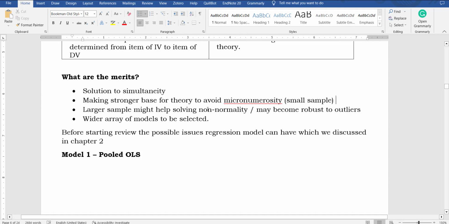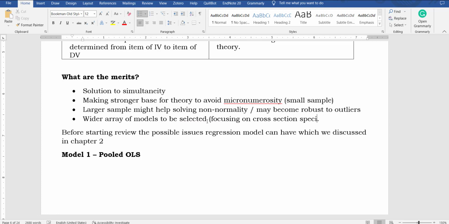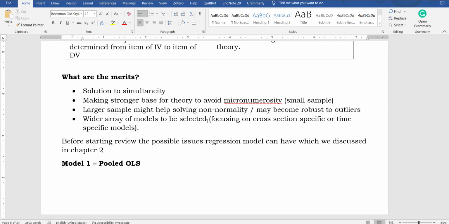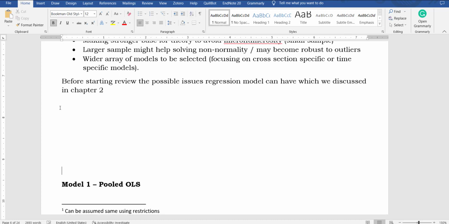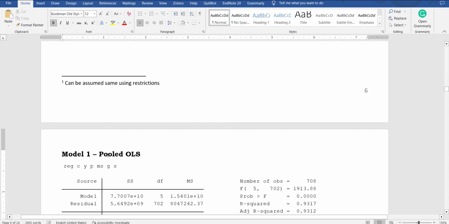A larger sample might help solve the problem of non-normality because of the central limit theorem and may become robust to outliers. So with a larger sample, you can use the central limit theorem to assume the data is normal. A wider area of models can be selected, focusing on cross-section specific or time specific models. Now we'll start towards section number 2 and we'll start with basic panel data models, and then we'll discuss what are the problems and what are the solutions.